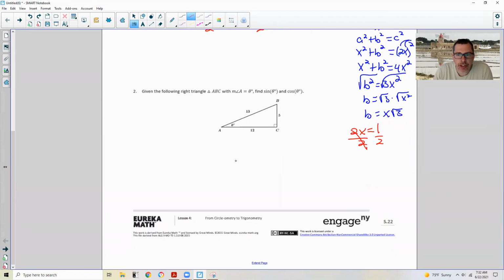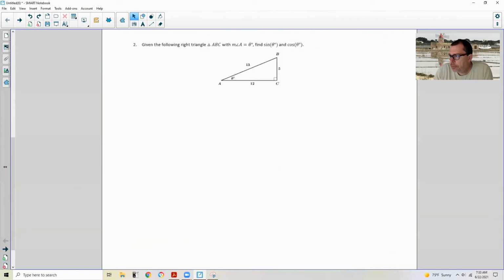Okay, so now let's move on to number 2. Okay, so it says, given the following right triangle, by the way, triangle ABC with the measure of angle A is theta, find the sine of theta and the cosine of theta. Okay, so in this one, here's what we're going to do.